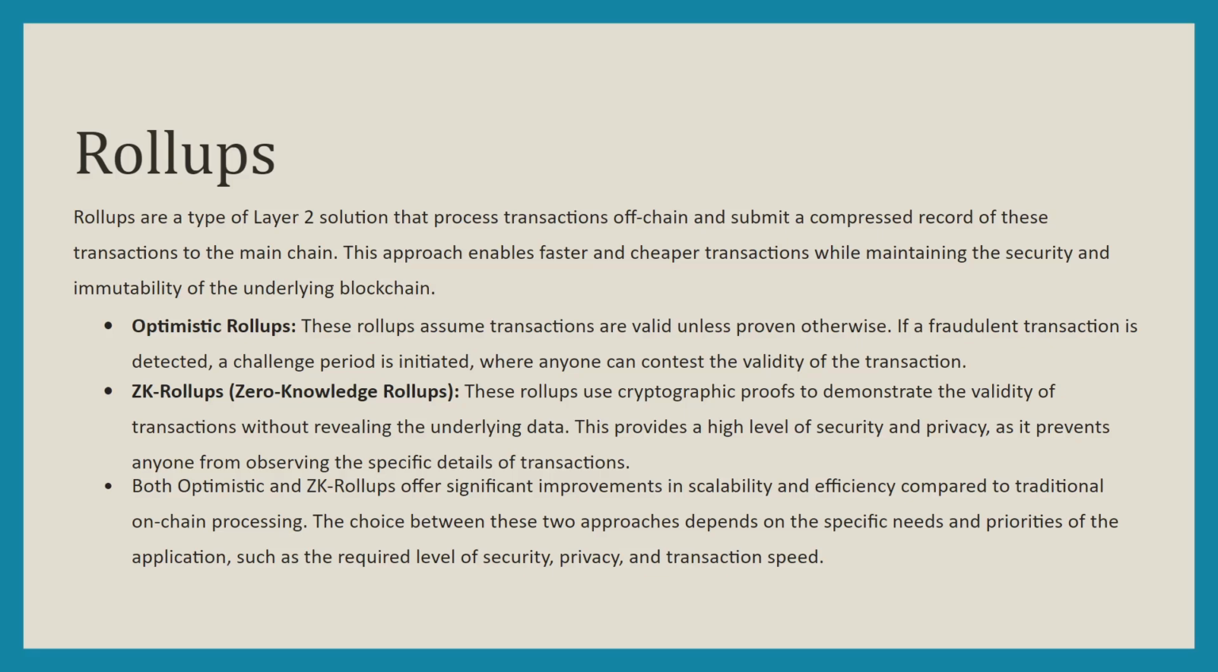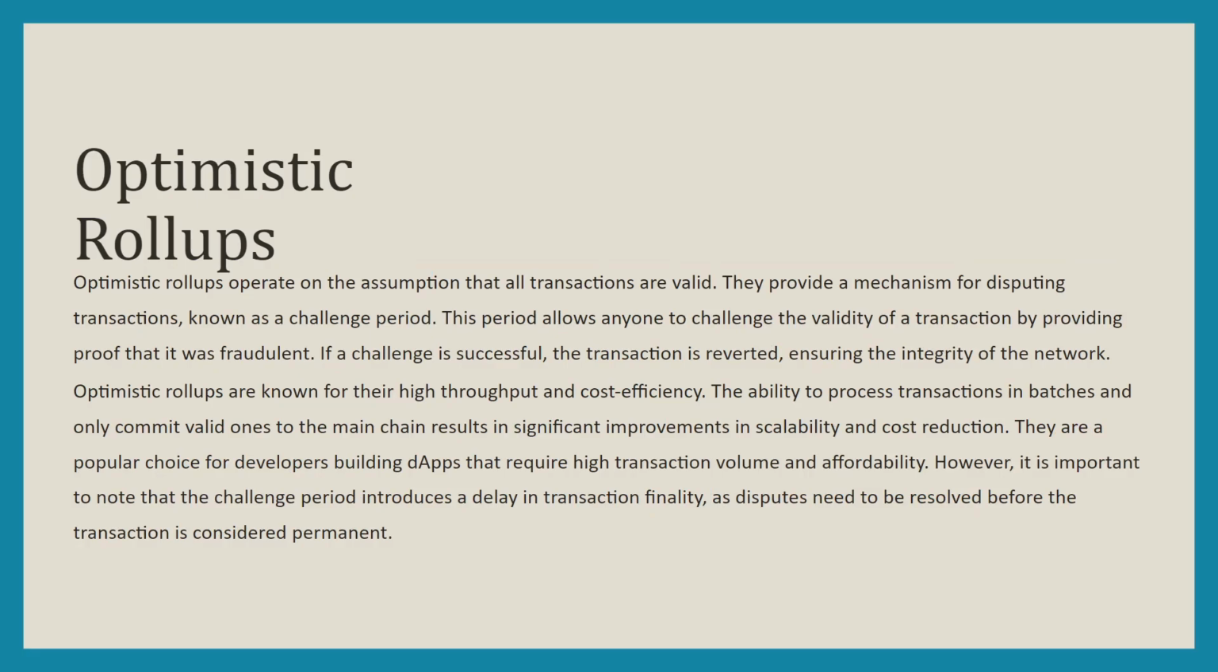Both optimistic and ZK rollups offer significant improvements in scalability and efficiency compared to traditional on chain processing. The choice between these two approaches depends on the specific needs and priorities of the application, such as the required level of security, privacy, and transaction speed.